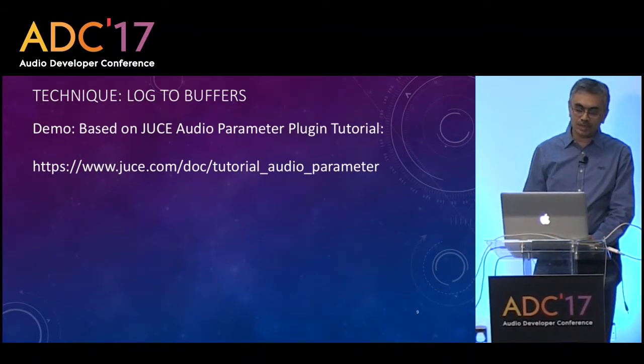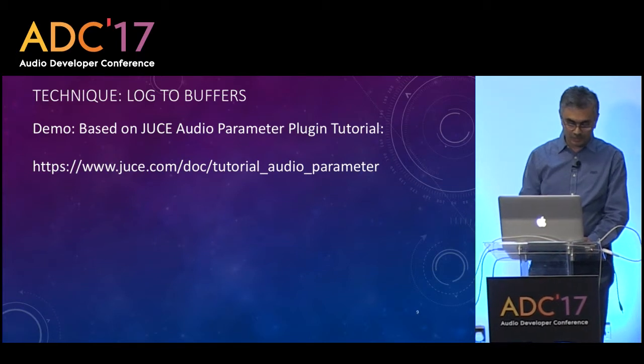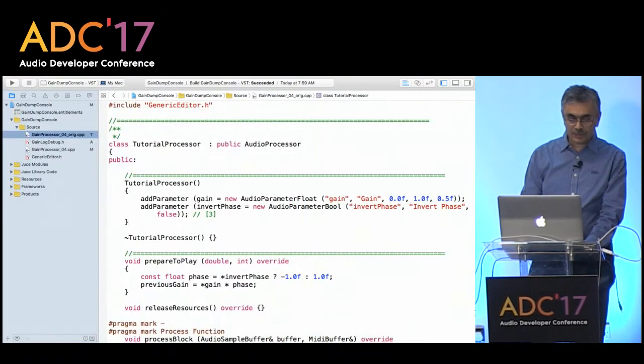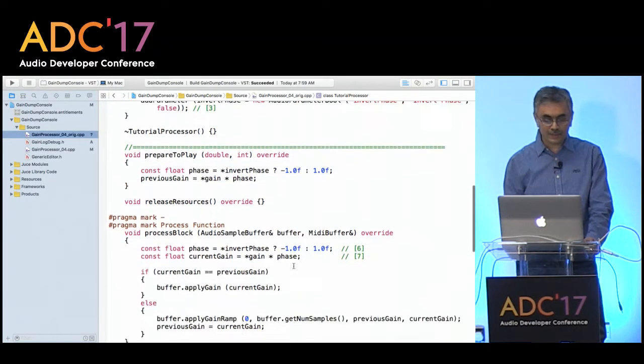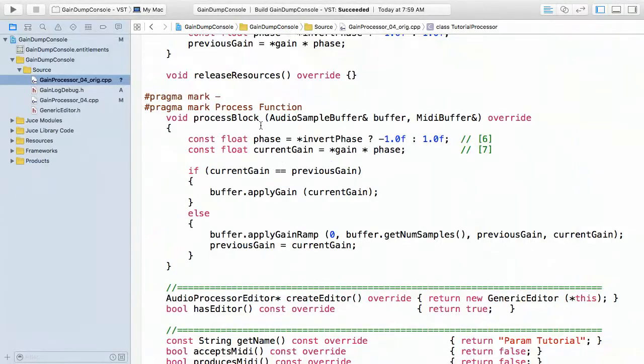So for the demo, I've changed some code of the JUCE audio parameter plugin tutorial, which can be downloaded from here. And we'll see how we use the log to buffers technique. This is code from the plugin tutorial. You see the processBlock function. This is what is called during processing. So this is your real-time code. This is fairly simple code. It applies gain on a block of audio.